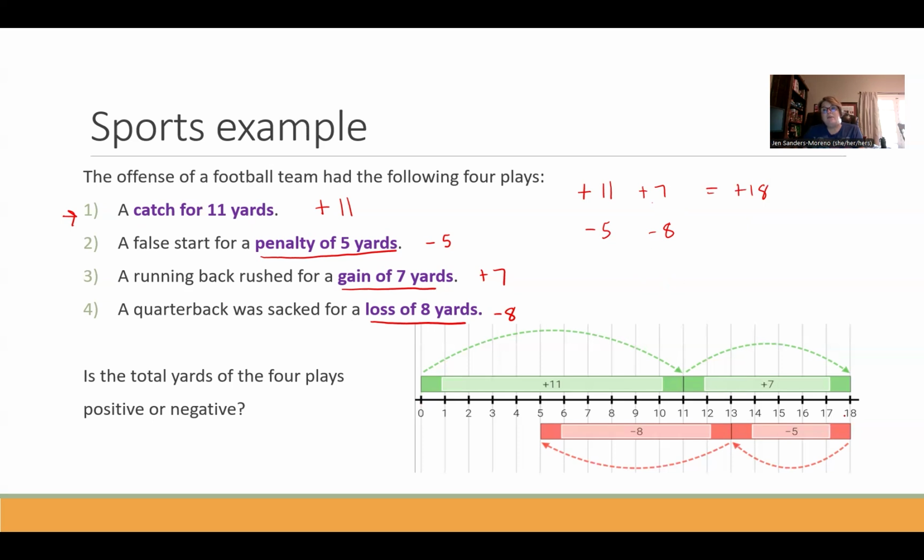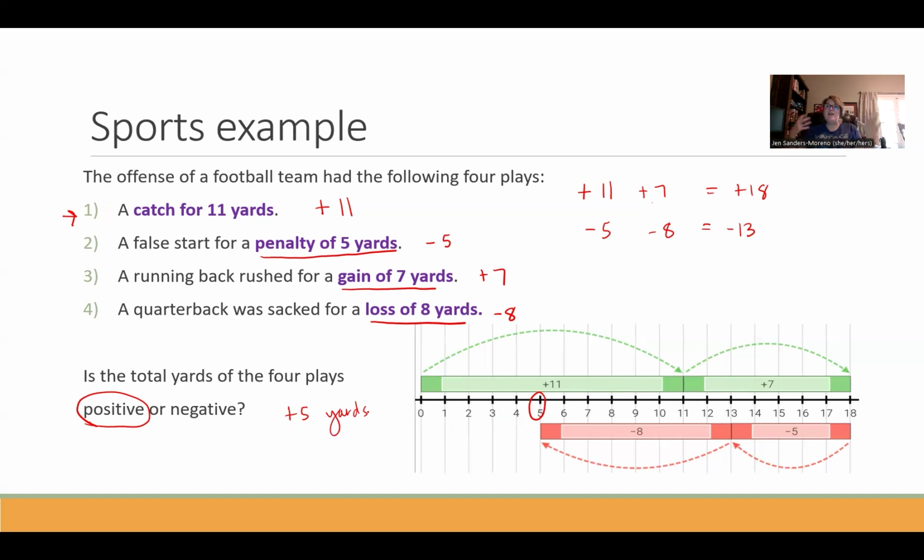And then -5 and -8, it ended up landing us here. What ends up happening is a -5 and a -8, we can talk about that as a -13. So we went forward 18, back 13. That net is that they ended up being overall more positive. So they had 5 more positive yards than negative. So the total yards of the 4 plays are going to be positive, and it was a net of a positive 5 yards.